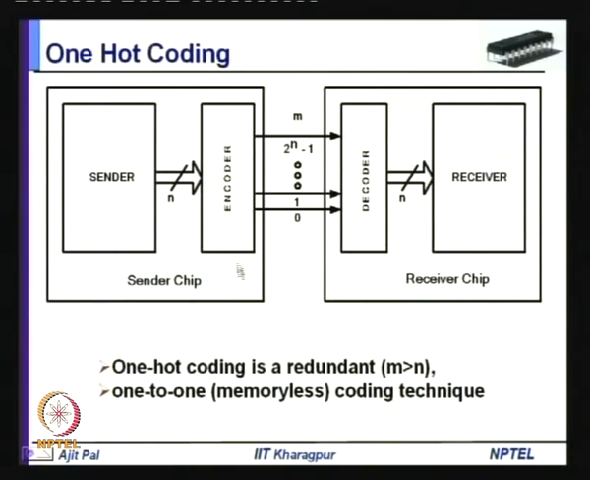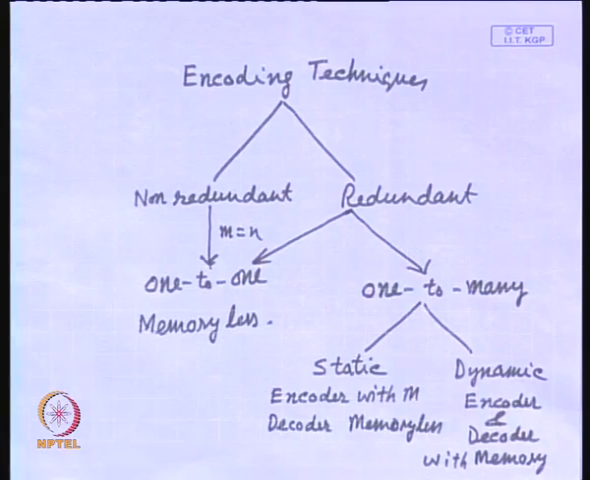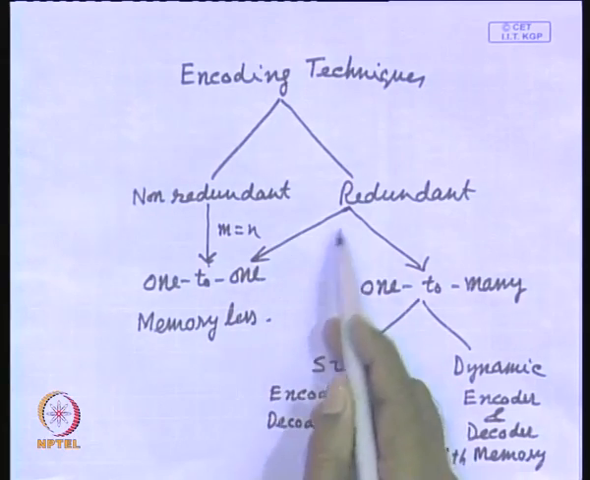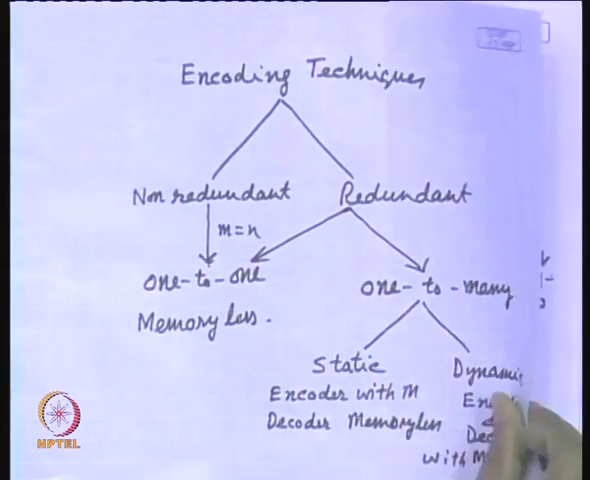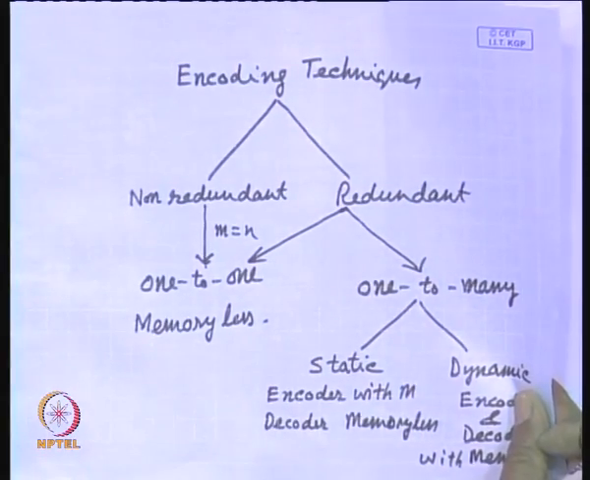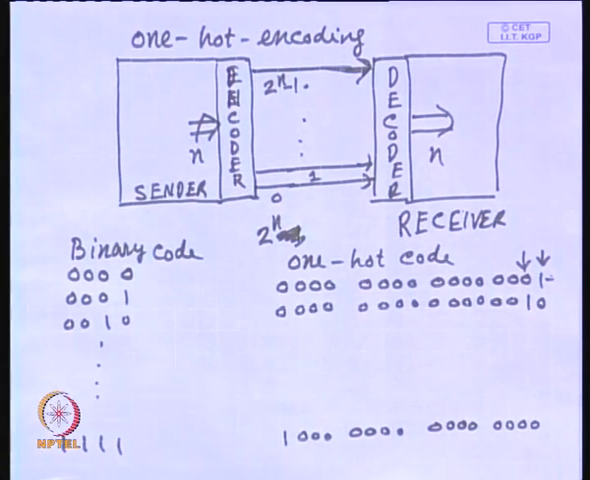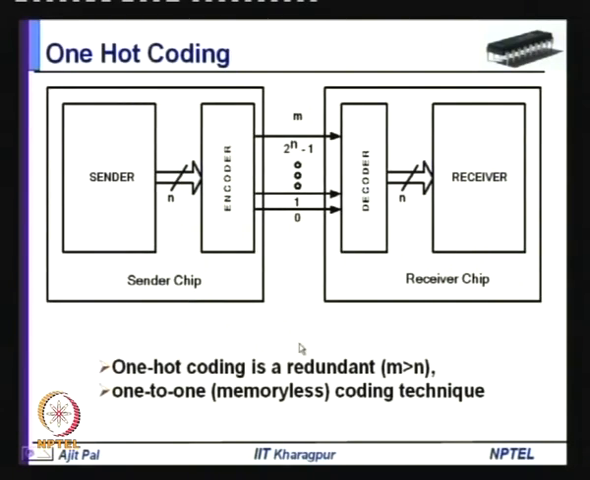and this is how you can implement one hot encoding. There is an encoder which generates 2 to the power n lines, and decoder converts it back to n lines. So, obviously, one hot encoding is redundant, and also it is a one-to-one encoding. I have already explained that redundant coding can also have one-to-one coding. So, this is the example of redundant coding with one-to-one mapping. That means, this one hot encoding is an example of this, and here you do not require any memory for its implementation, because it is a one-to-one coding. So, this is one hot encoding that we have discussed in detail.